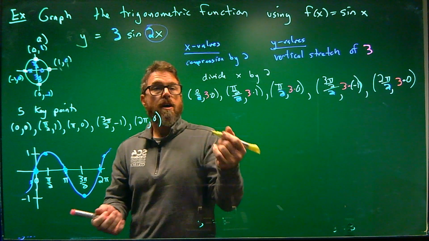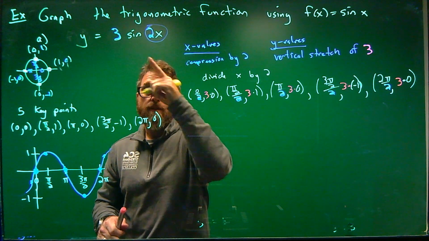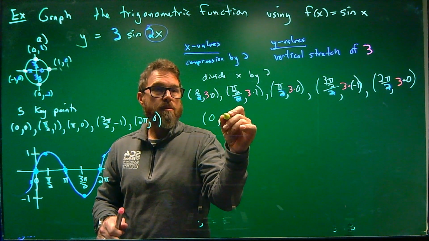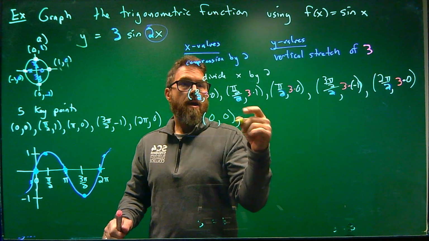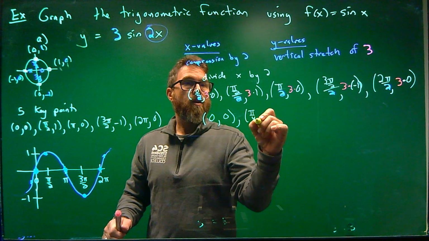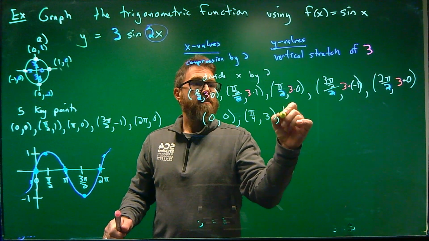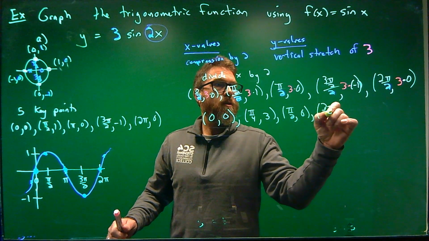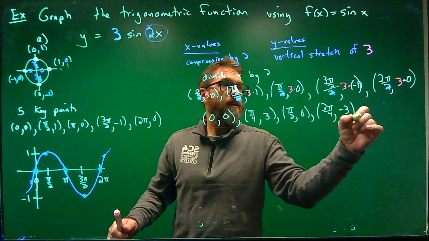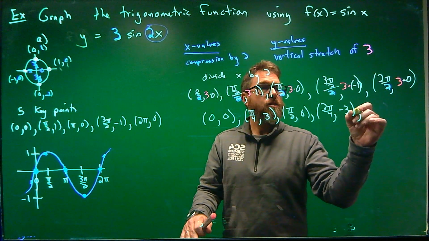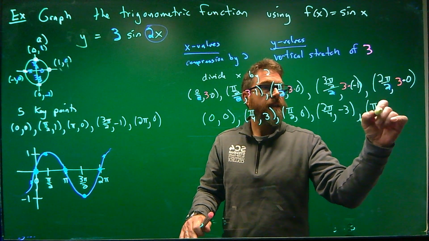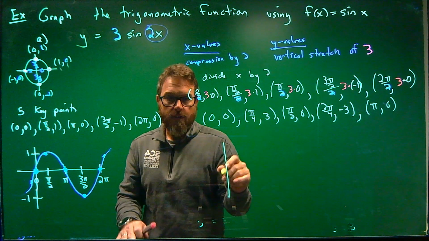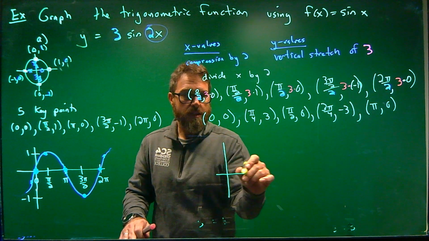So this gives us the new key points of our function. Well, 0 divided by 2 is 0. 3 times 0 is 0, so that doesn't move. Pi over 2 divided by 2 is going to be pi over 4, comma 3. This is going to be pi over 2, comma 0. 3 pi over 4, comma negative 3. And this is going to be pi, comma 0. And let's graph it, see what happens here. And then I'll graph it over top of this and see truly what happens.